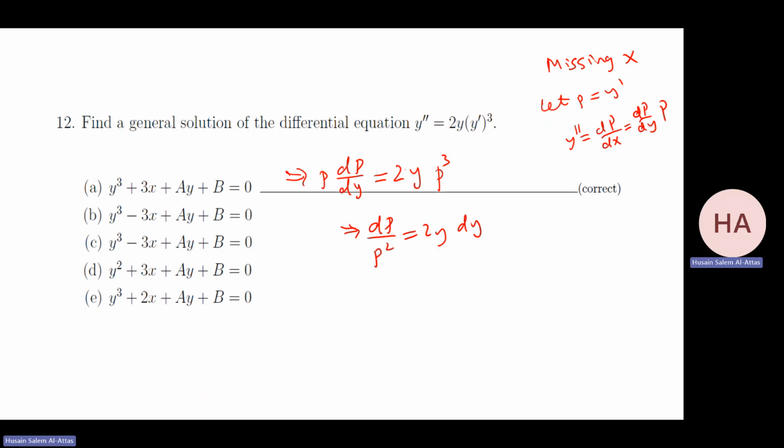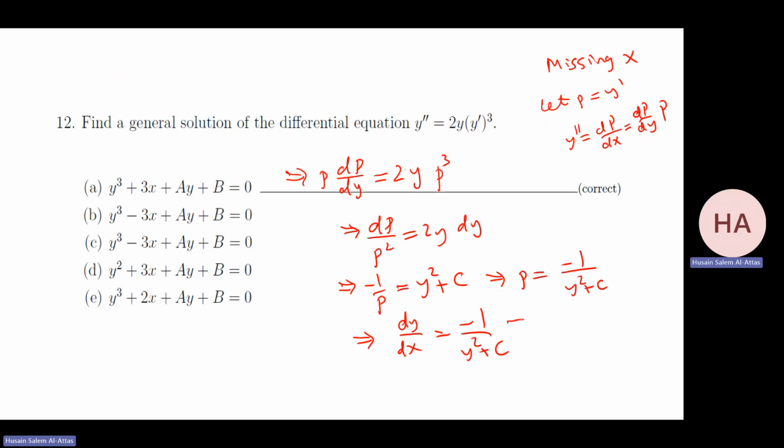Okay. So I have minus 1 over p equals y squared plus c. In other words, p is minus 1 over y squared plus c. What is p? p is y prime. So I have dy over dx equals minus 1 over y squared plus c. I cannot integrate that this way, but if you notice, if I write it the other way, I'm getting a separable equation. So I can solve it now.